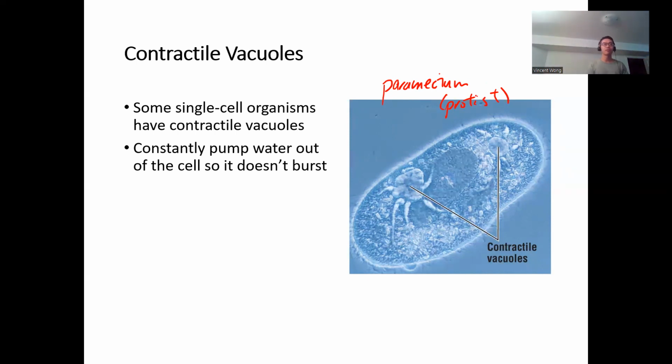One of the challenges of being a single cell, a unicellular organism, in open water is that water will constantly come in and fill up the cell. If you don't remove that water, the cell will get too big and burst. So they have this thing called a contractile vacuole. It's basically a pump. It will squeeze and pump the excess water out of the cell to prevent it from bursting.